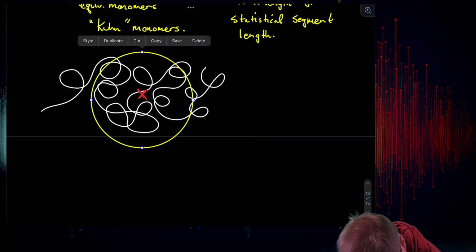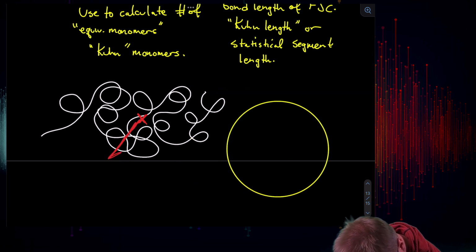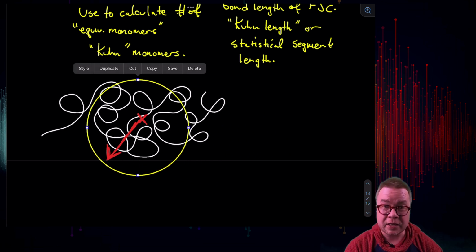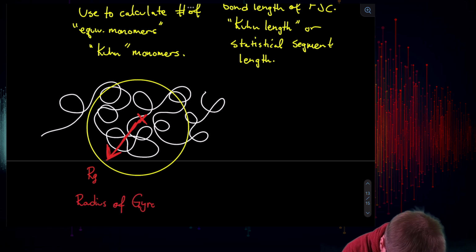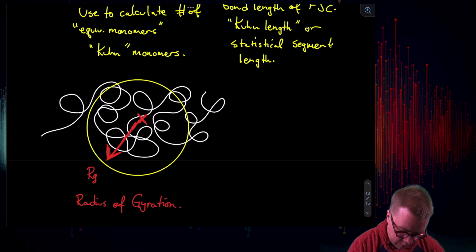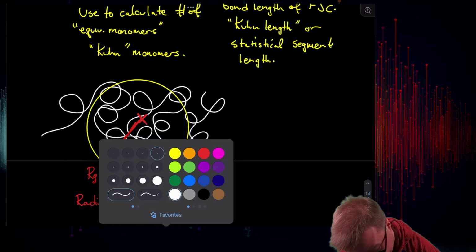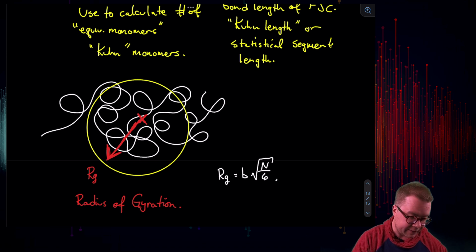So we call this distance, okay, something like that. We call this distance RG, or the radius of gyration. Okay, and this is something that we're going to visualize with the Microsoft HoloLens. But what we'll find is that its value, RG, is that Kuhn length times the square root of n divided by 6. And we'll see where that comes from in the next video.